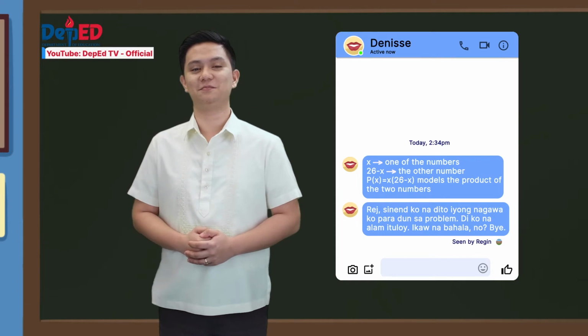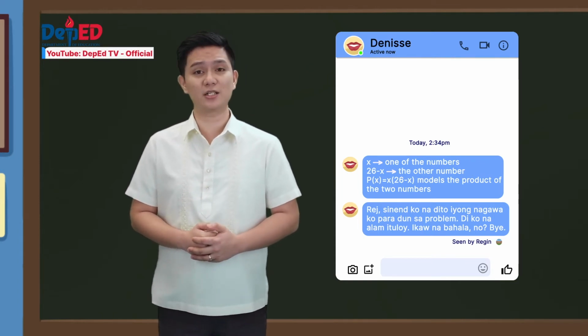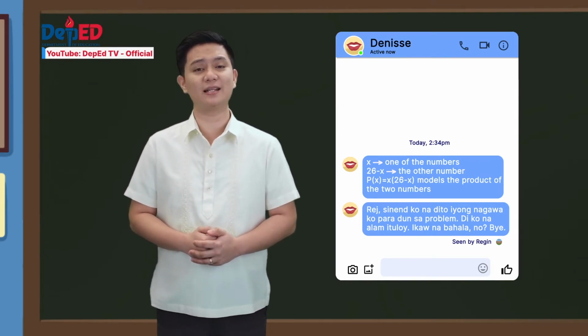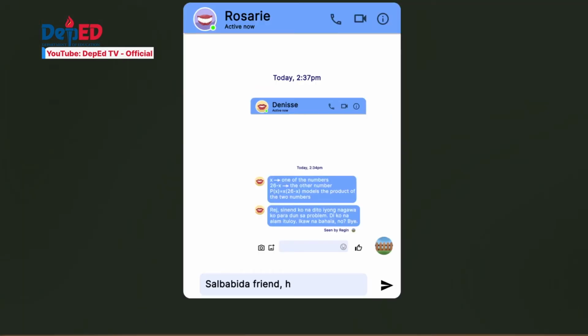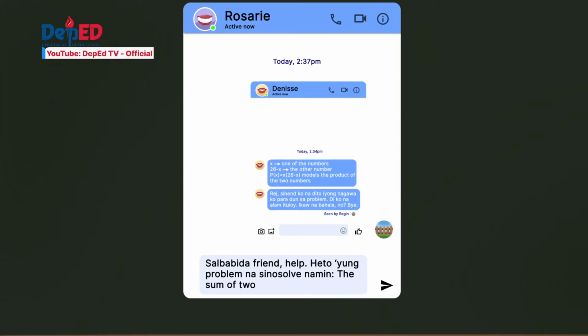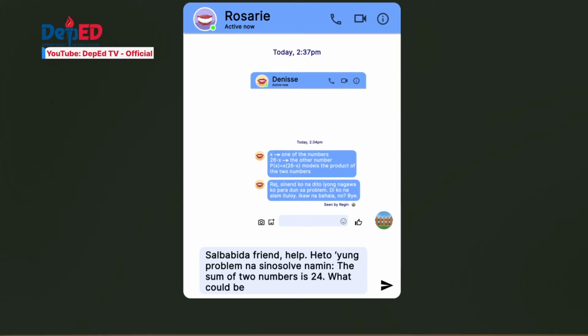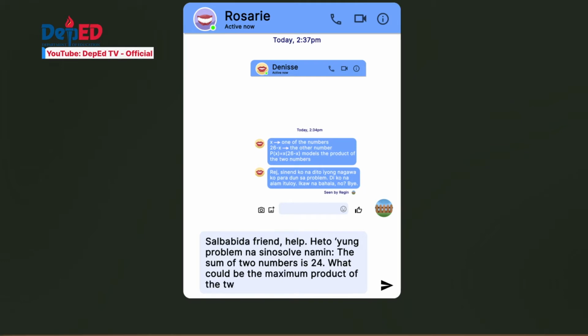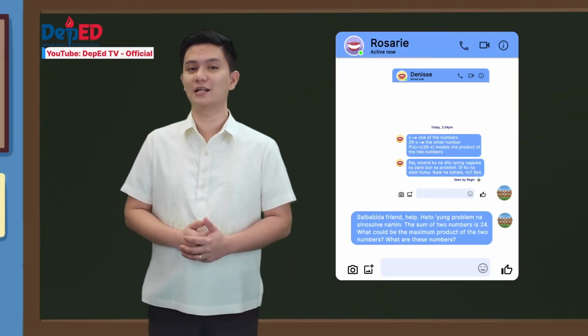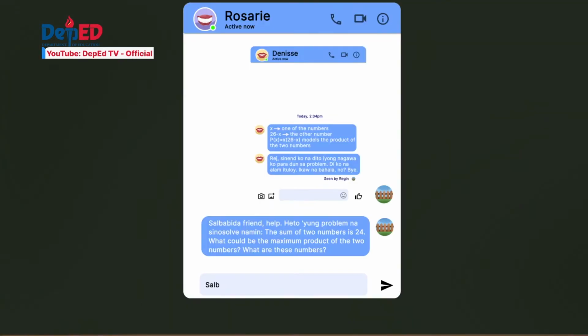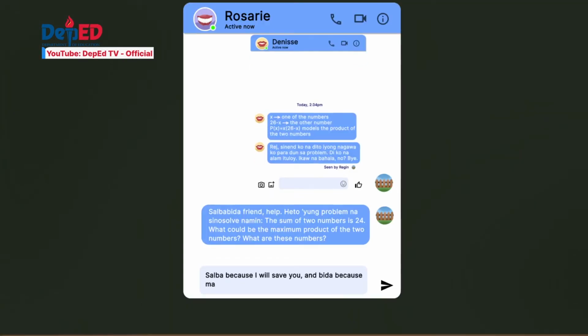What she did was screenshot the message of Denise and send it to Rosary with a caption, Salbabida friend, help! Heto yung problem na sinosolve namin. The sum of two numbers is 24. What could be the maximum product of the two numbers? What are these numbers? To which Rosary replied, Salba because I will save you, and Bida because mabait ako?